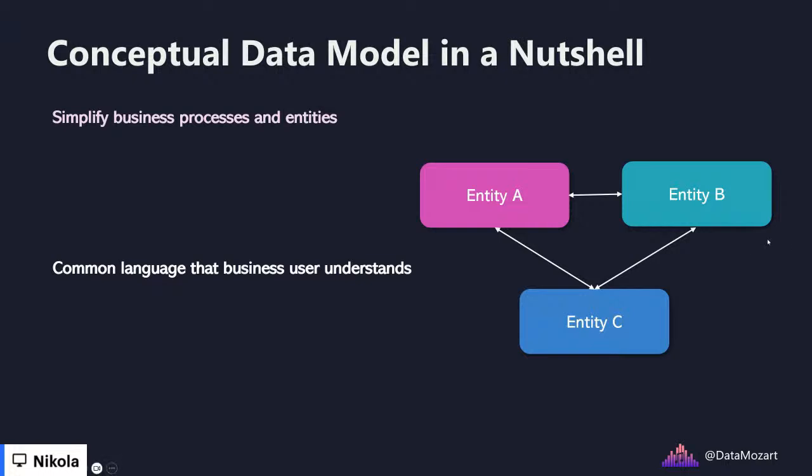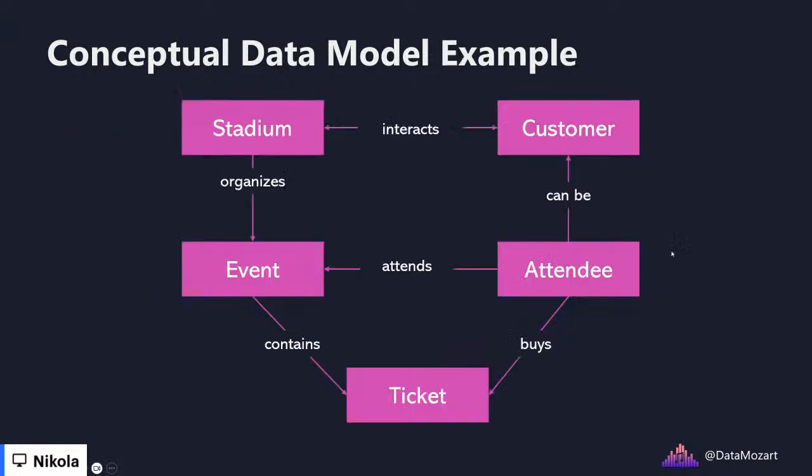Okay, I know I told you that data modeling is not about diagrams, but still we need to visualize the process of creating a data model. And I'll give you a very basic example of the conceptual data model. In this illustration, you can identify various entities: stadium, event, customer, attendee, and ticket. You may also notice how these entities are interconnected. This high-level overview provides a kind of a simplified picture of the business workflow within the organization.